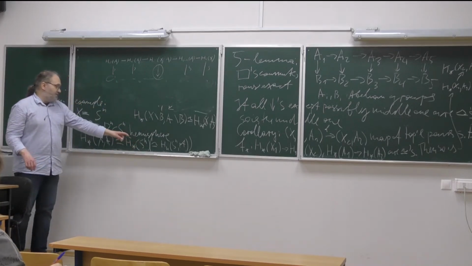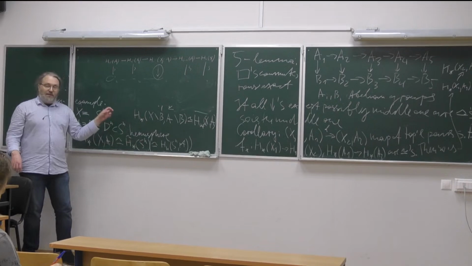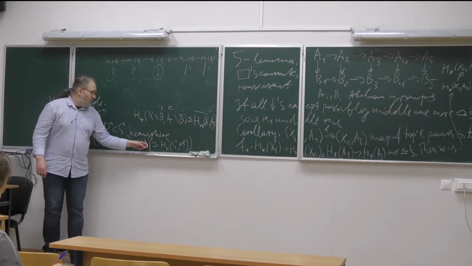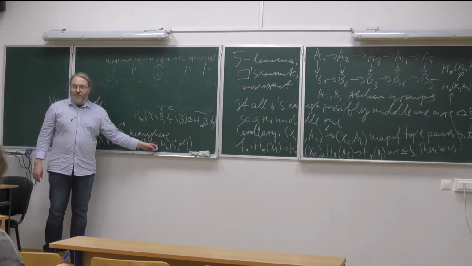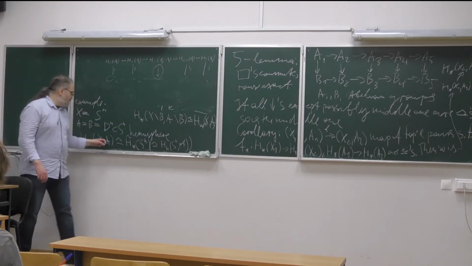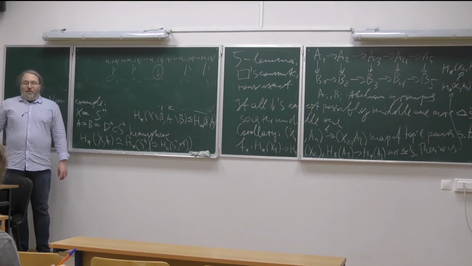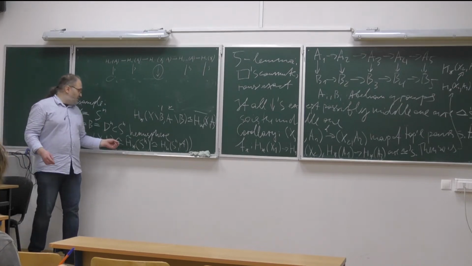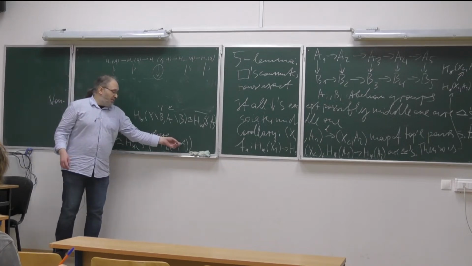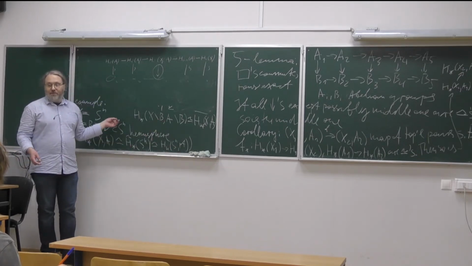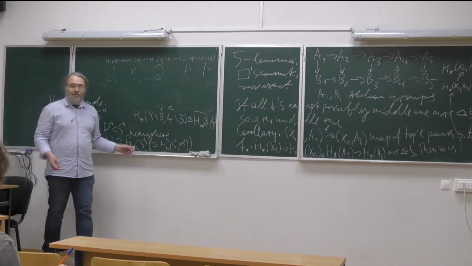Let's return to this example. Does everyone understand why we have this isomorphism? This is isomorphic to this, simply because the point has the same homology as the disk D^n.